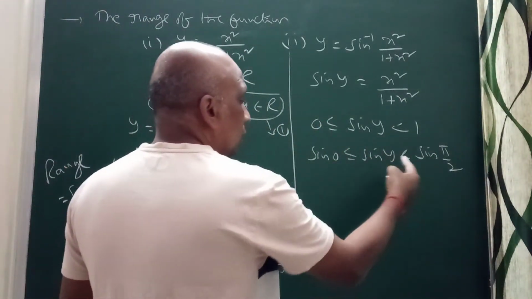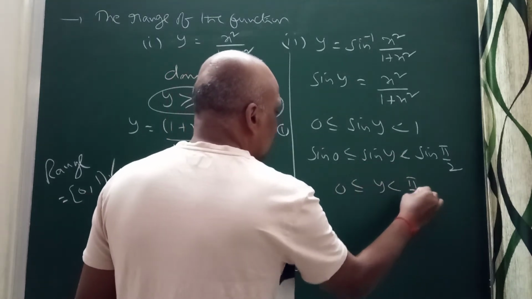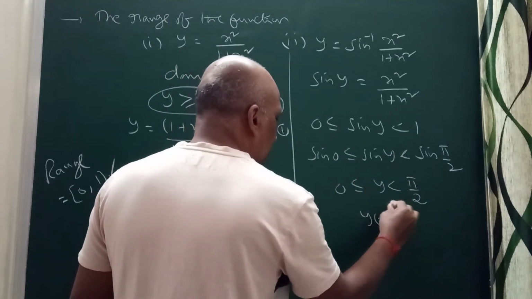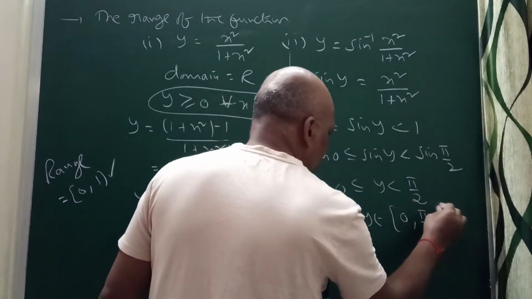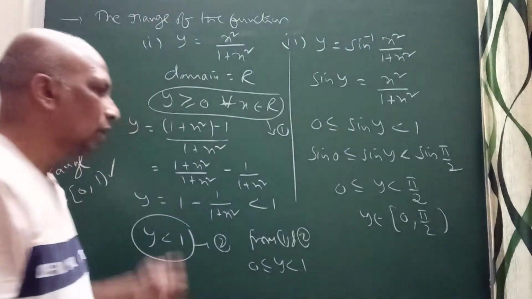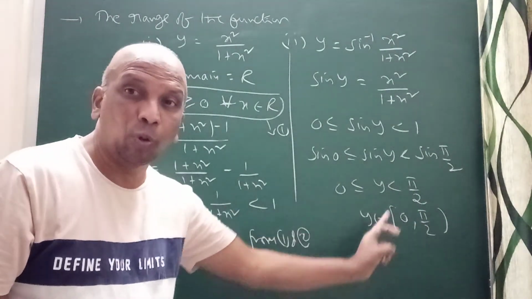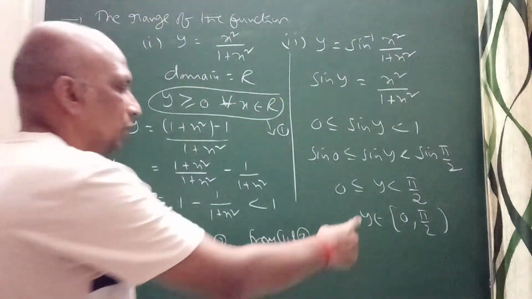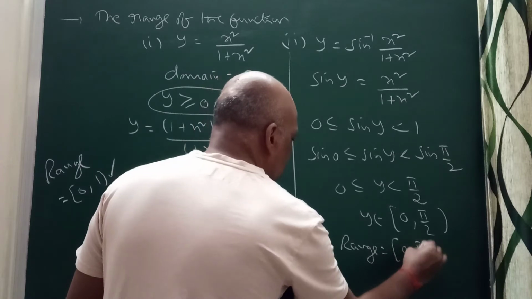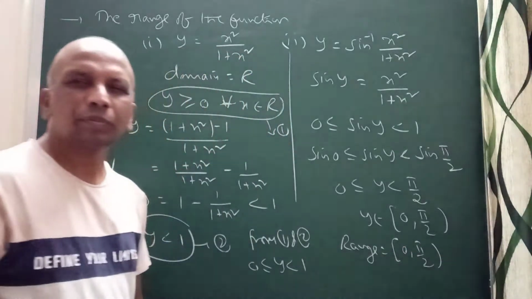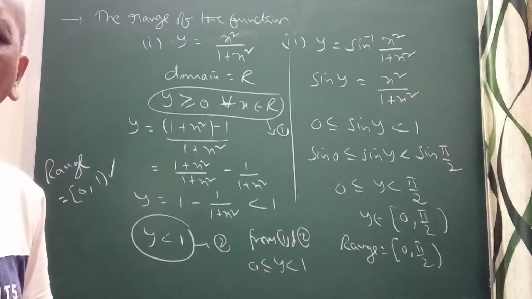So here, what about y value now? I can write 0 less than or equal to y less than pi by 2. So y belongs to 0 comma pi by 2, including 0 but excluding pi by 2. So this will be the range here. Range is equal to 0 comma pi by 2, left closed, right open. So this will be range here. Range is equal to 0 comma pi by 2, right? Like this I can do this. Now another 2-3 problems I will complete.